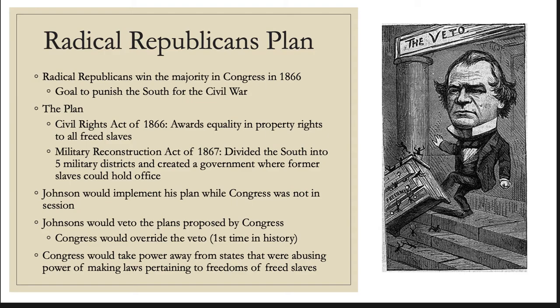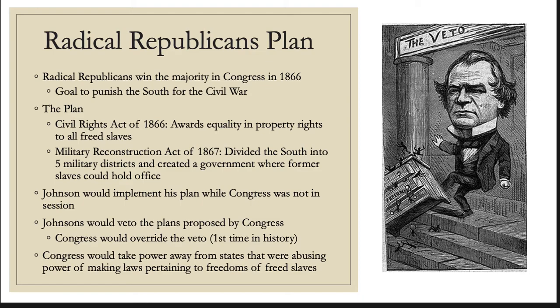Also, the Radical Republicans will pass the Military Reconstruction Act. What this did was divide the South into 5 military districts, and this created a government where former slaves could hold office. So, in these 5 military districts, there's going to be a federal military presence, making sure that laws are being carried out, that the directives from the federal government are being carried out in the South. So there's a heavy control over the South in the Military Reconstruction Act.